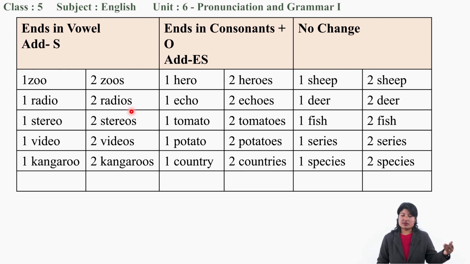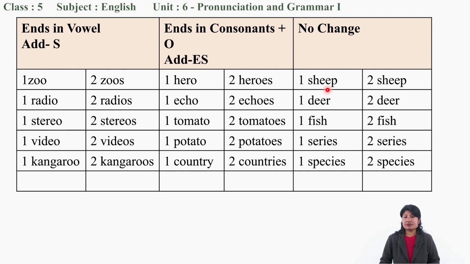Zoo, zoos. Radio, radios. Stereo, stereos. Video, videos. Kangaroo, kangaroos. As you can see, just s is added when the word ends in a vowel plus o. Then, when it ends in a consonant plus o, we add es. Hero, heroes. Echo, echoes. Tomato, tomatoes. Potato, potatoes.